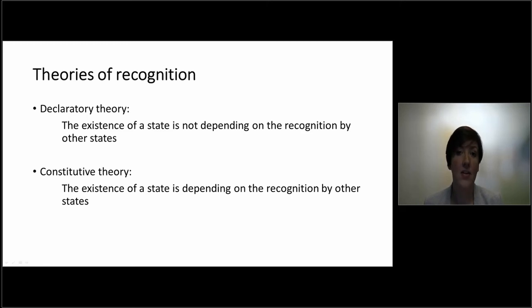So the other theory is saying it's nice that you meet those criteria, but you still need to be recognized by other states to be a state. And this recognition is usually a very political act. And that's why they call this theory, which is the dominant theory, a very subjective theory. So you only exist as a state when others recognize you as such.